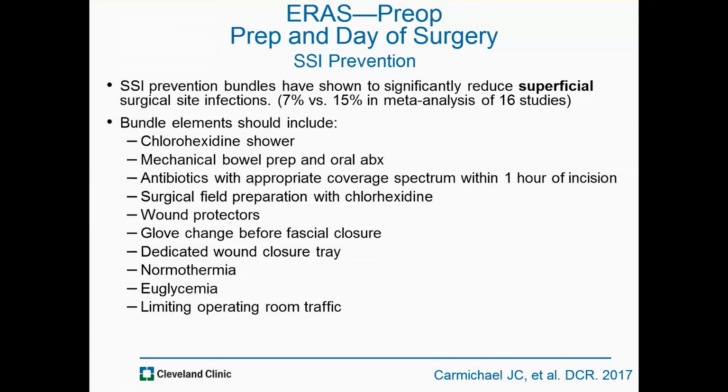a bundle. And this bundle includes chlorhexidine shower either the day before or the day of surgery, as discussed, a mechanical bowel prep with oral antibiotics, including prophylactic IV antibiotics within 1 hour before incision, and it's important to use the right antibiotics for the right surgery. Then prepping the surgical field with a chlorhexidine-based prep. Using wound protectors has been shown to reduce infections. Changing gloves and instruments before fascial closure is important, especially for contaminated cases. Having a dedicated wound closure tray, and then keeping the patient normothermic and euglycemic, and limiting operating room traffic. All these interventions as a bundle have been shown to reduce surgical site infections.